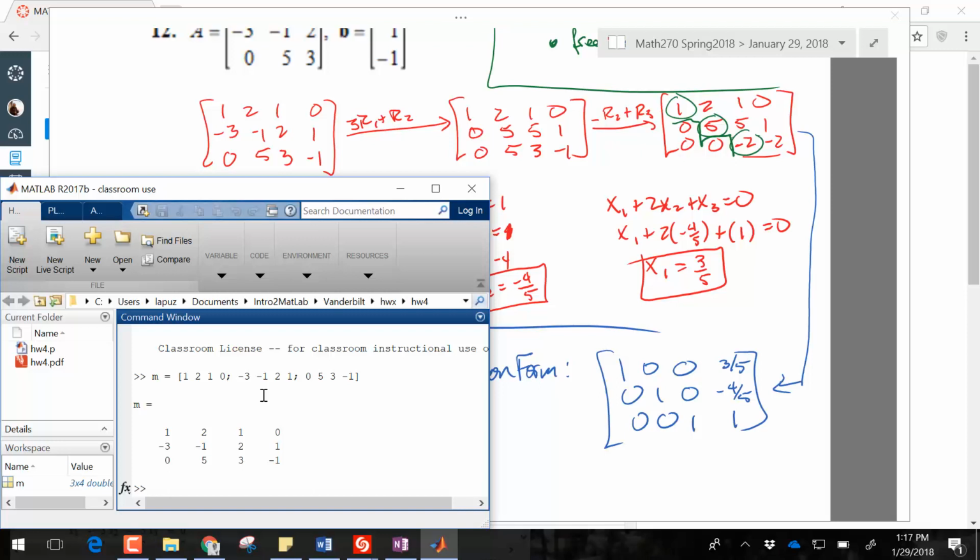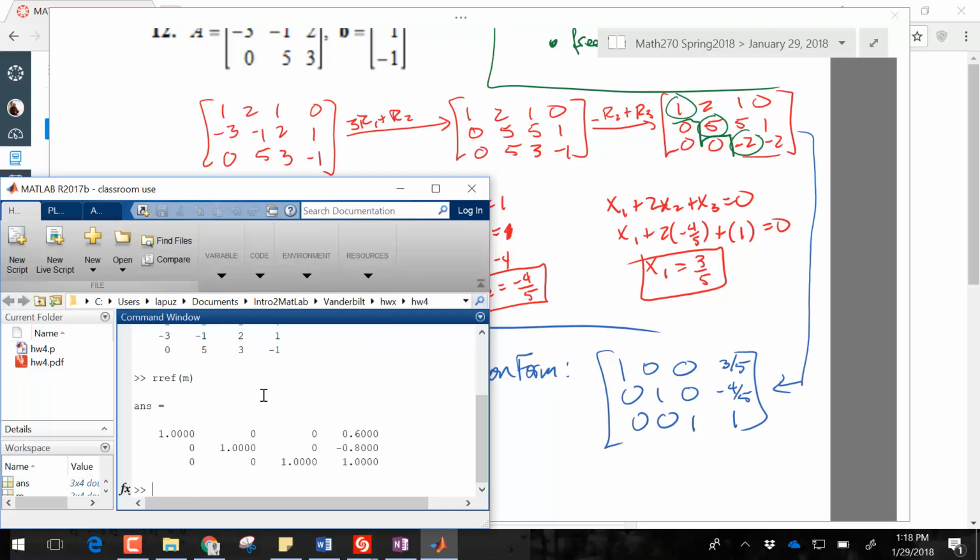Anyways, we can create a matrix kind of easily, and then RREF, I think. With one quick command call, you have the solutions.